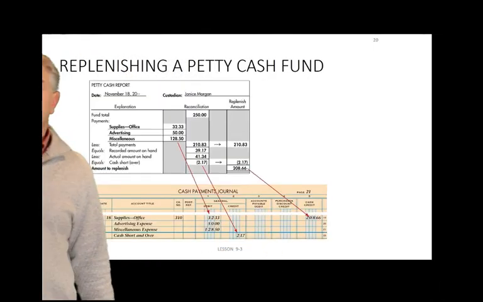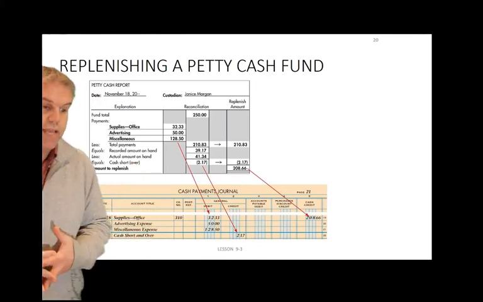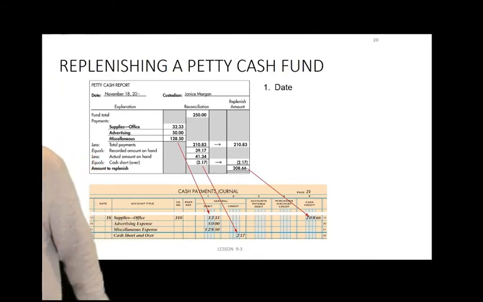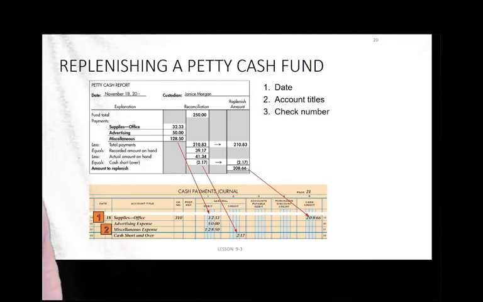Then when I replenish it, we've seen this before. We've actually done this transaction in chapter 6, so I'm not going to spend too much time on it. We put the date of it, and you can see over here we can put the account titles that I spent it on. So I'm going to debit supplies office, debit advertised expense, debit miscellaneous expense, and I'm going to credit cash over.